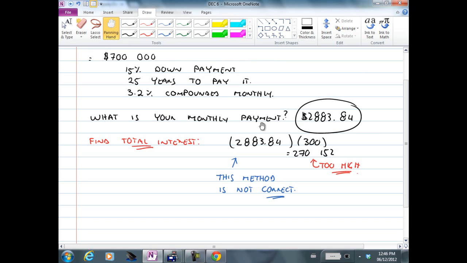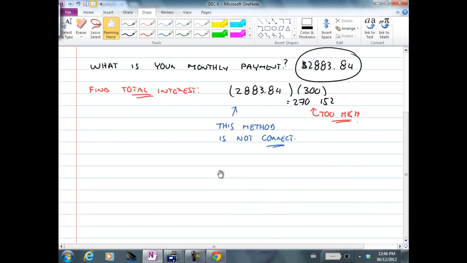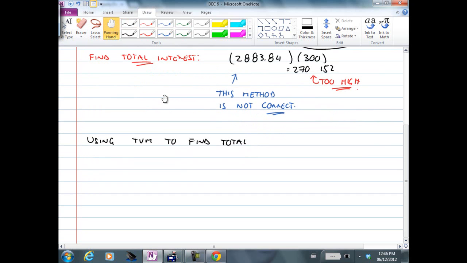I'm going to show you why. Because you have so much money, it screws up bigger and bigger. So I'm going to show you the proper way of doing this now. This is called using your TVM solver to find total interest. Because your interest actually goes down every year, and that's the reason why. Here we're assuming our interest is steady. Use this to find total interest on regular payments. So again, this only works if you're making regular payments.